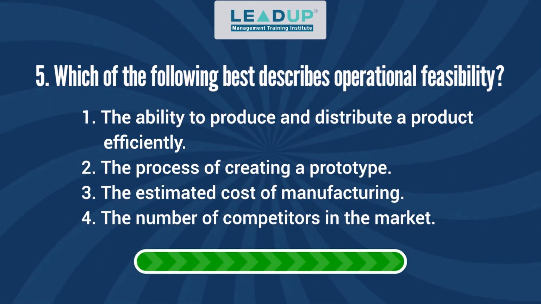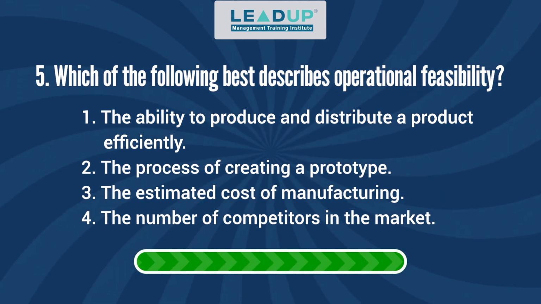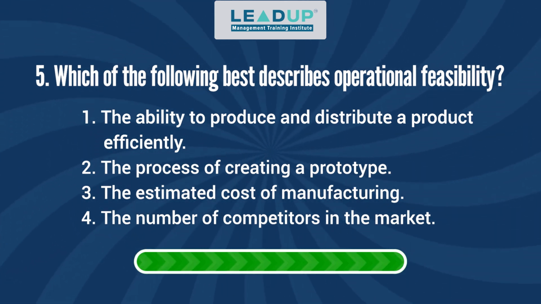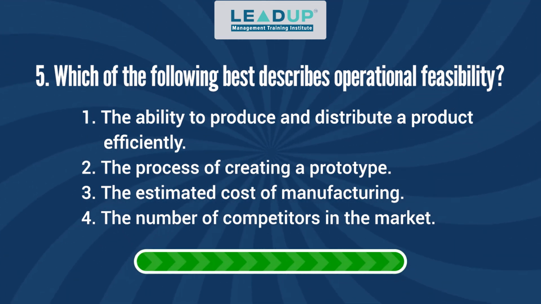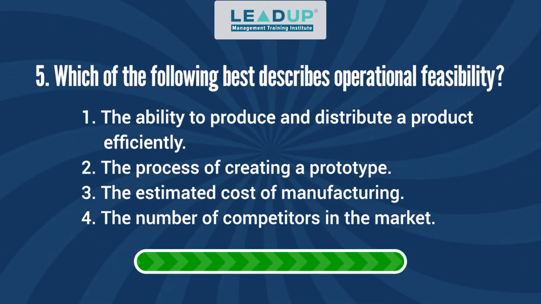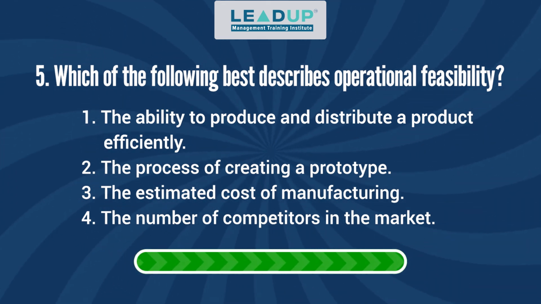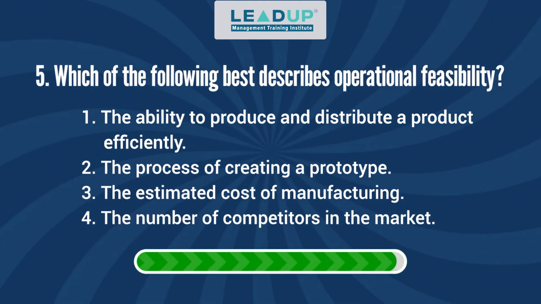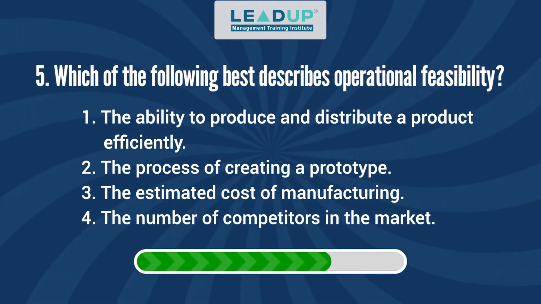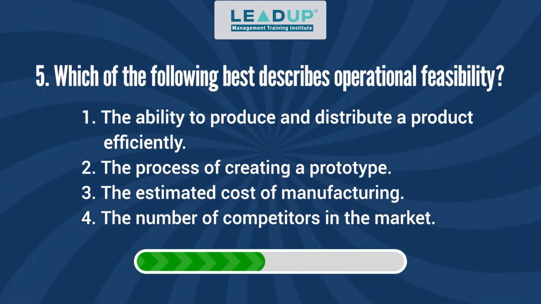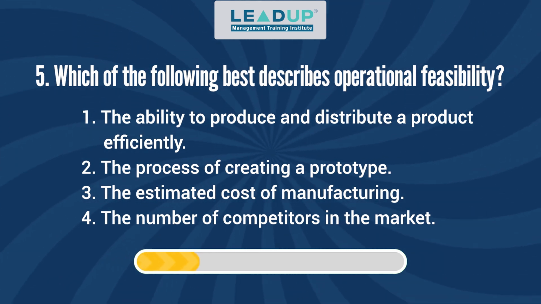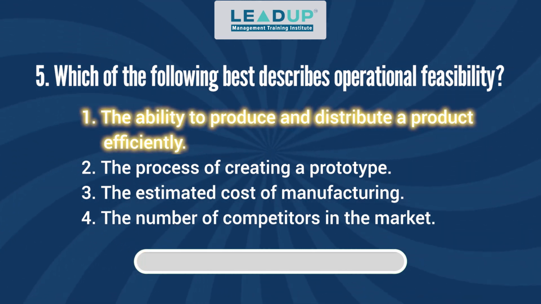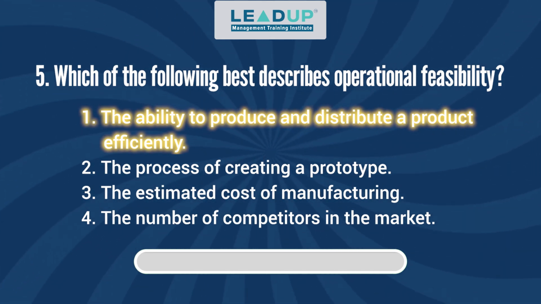5. Which of the following best describes operational feasibility? 1. The ability to produce and distribute a product efficiently. 2. The process of creating a prototype. 3. The estimated cost of manufacturing. 4. The number of competitors in the market. Answer: the ability to produce and distribute a product efficiently.